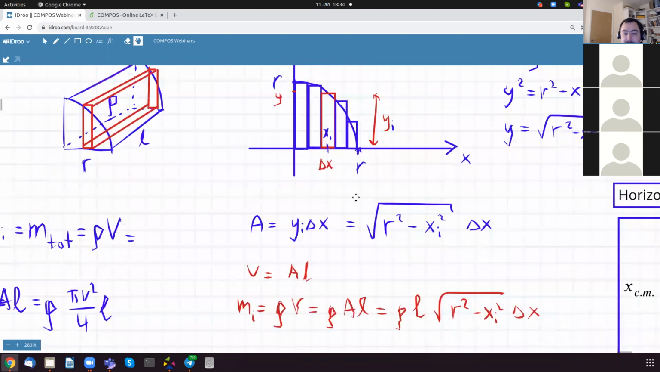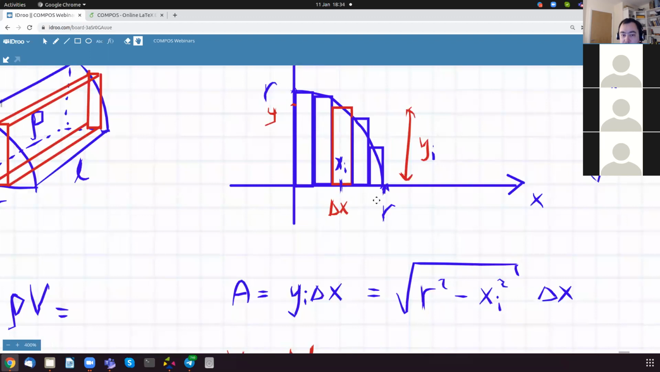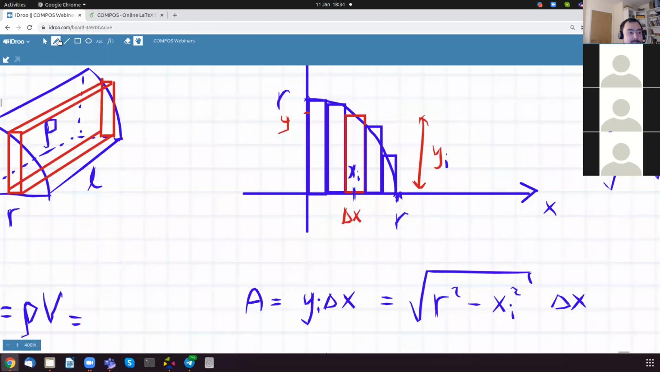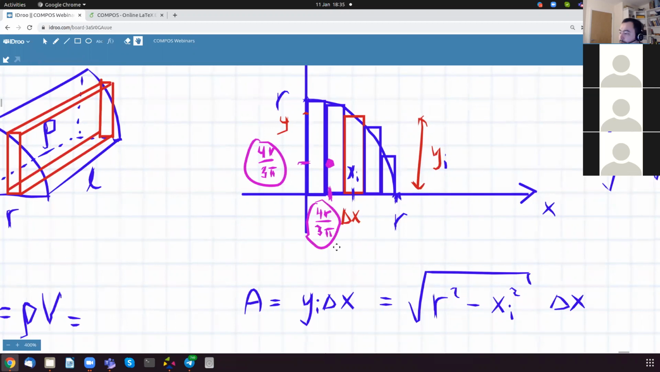Now, by symmetry, you can understand that the y coordinate of the center of mass is also 4r over 3 pi. So the center of mass is here. And the x coordinate and the y coordinate are both equal to 4r divided by 3 pi. That's the coordinate of the center of mass. Okay.